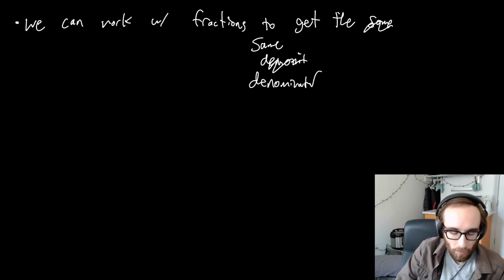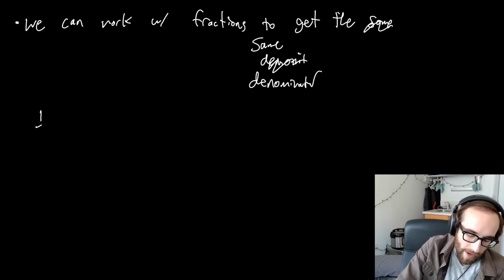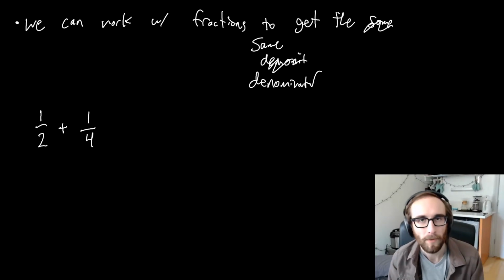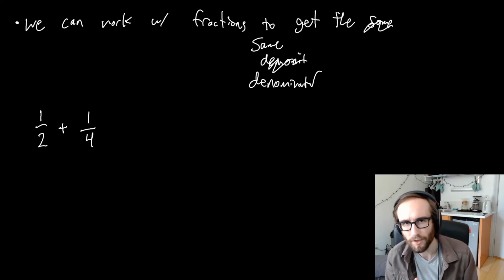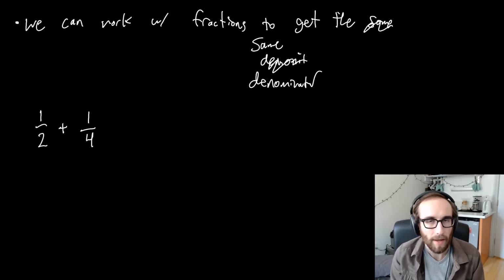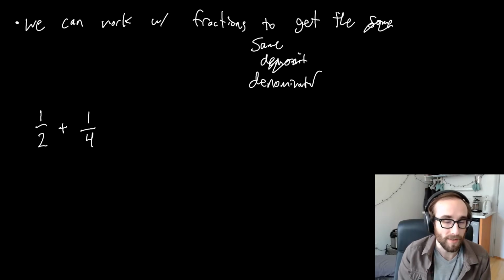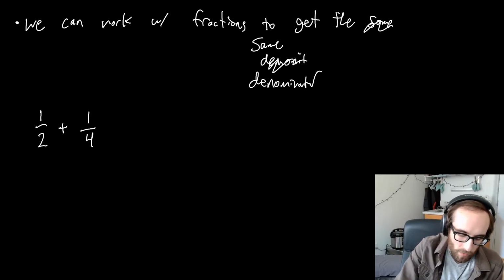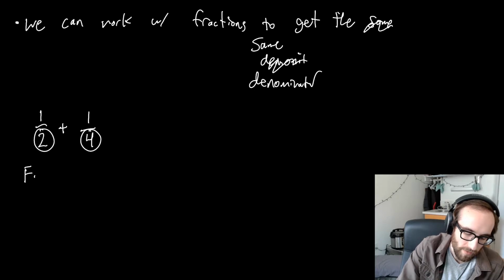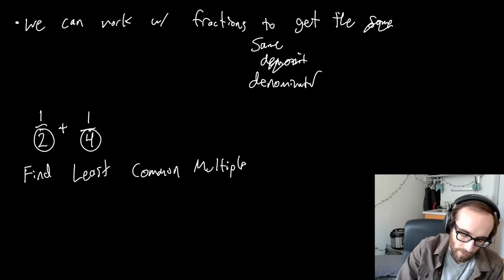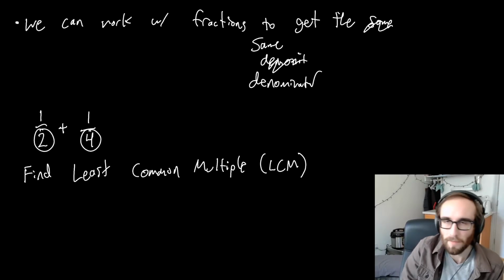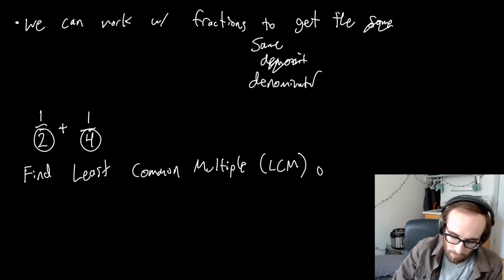And an example would be if we have 1/2 and we're trying to add 1/4. So here we have different denominators, so we can't just add the numerators. However, we can make changes so that we end up with the same denominator. And what we need to do is look at the two denominators and find the least common multiple, also shortened sometimes to LCM, least common multiple of the two denominators. So in this case of 2 and 4.